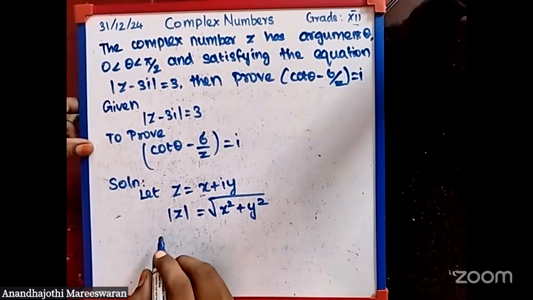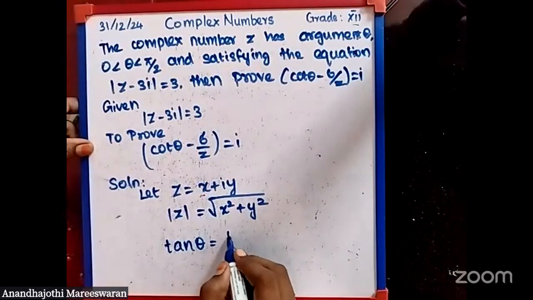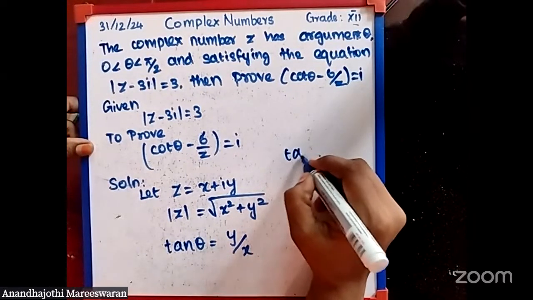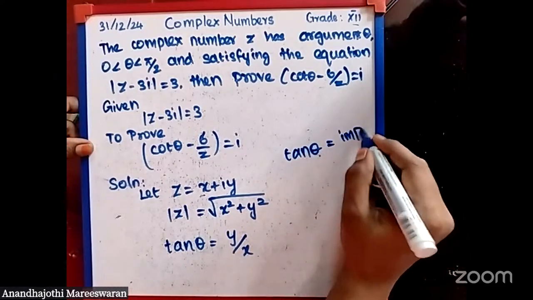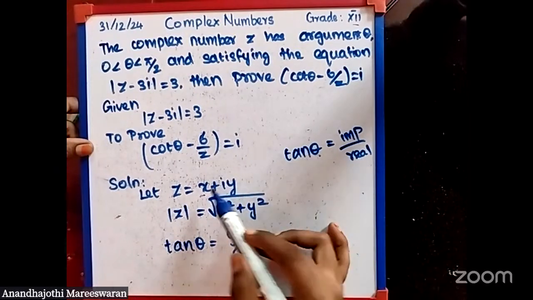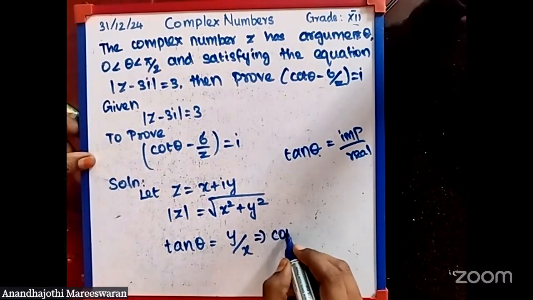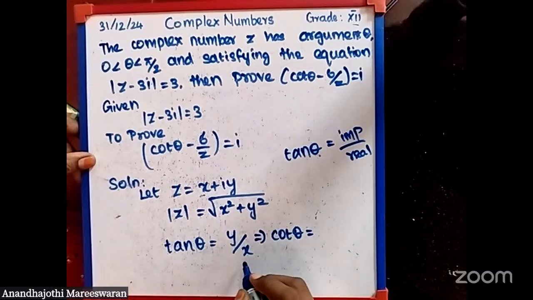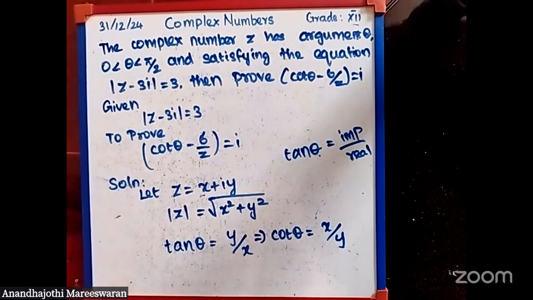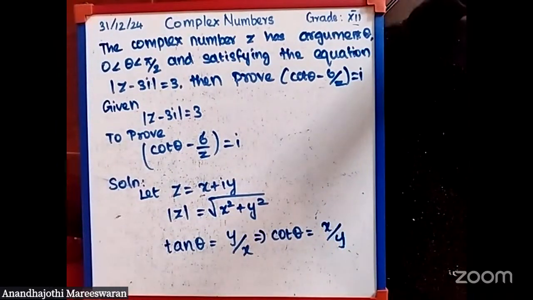Right. So next, we know that tan theta equals y by x. We solved this in the previous sum: tan theta equals imaginary part by real part. Who is the imaginary part here? y. Who is the real part? x. So from this, cot theta, which is the inverse of tan theta, will be x by y. Right. I will give you one more minute to copy this down, so we can move to the next part of the solution.